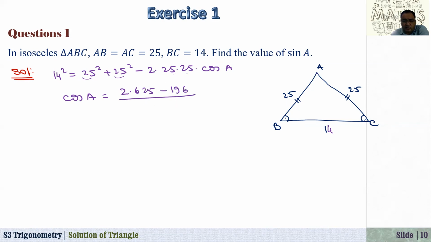That's equal to 2 times 625 minus 196, divided by 2 times 625. Which is 2 times 25 squared minus 14 squared over 2 times 25 times 25, okay, it's correct. So that's equal to 527 over 625.